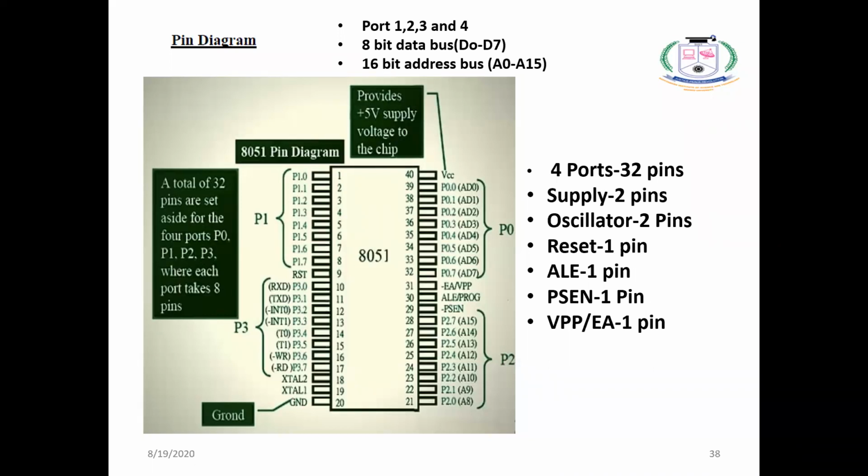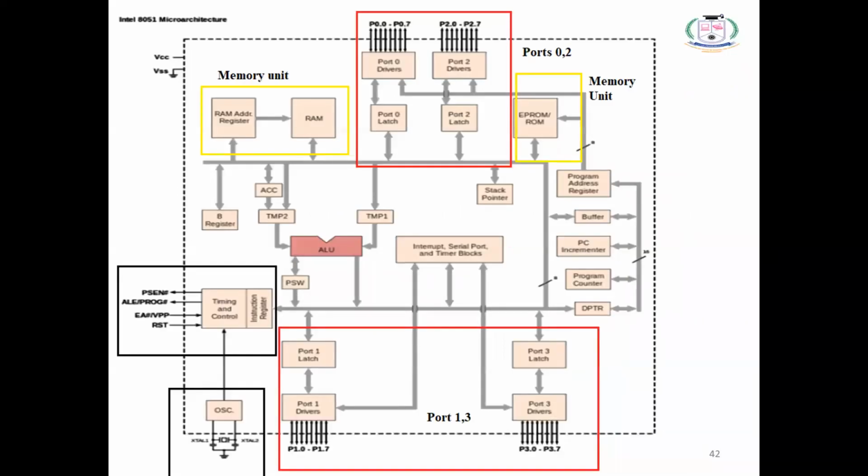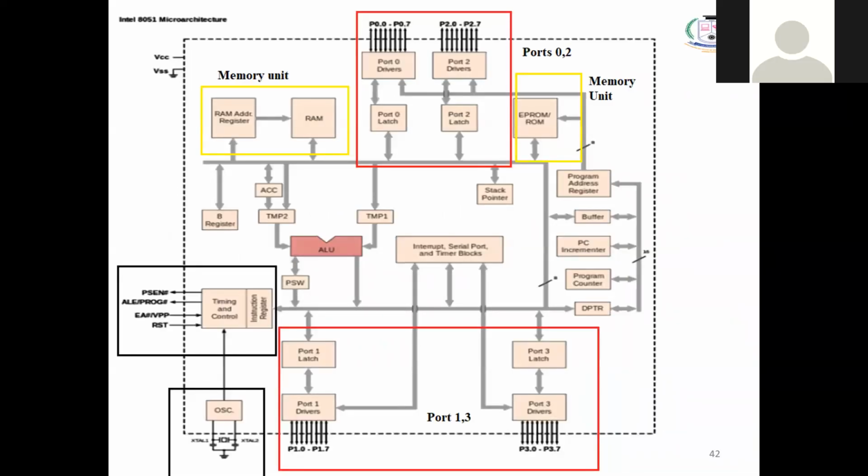Port 1, port 0, port 1, port 3, port 2. Yeah, port 0, port 1, port 2 and port 3. So you have to understand this is my pin detail of 8051. Now you understand, you just come to this. This is a very, very important question.